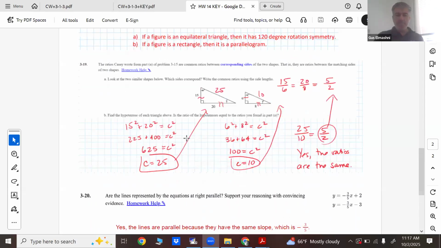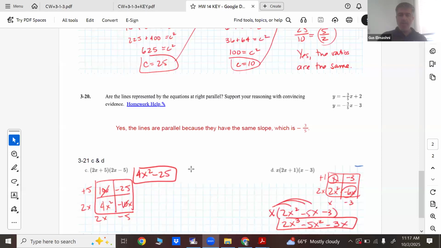For 3-19, look at the two similar shapes, which sides correspond. The sides that correspond, like the shortest side corresponds to the shortest side and so forth. So the one with 15 corresponds to 6, the one with 20 corresponds to 8, the 25 corresponds to 10. The hypotenuse will always correspond. The ratios will always be the same, by the way, so they're proportional.